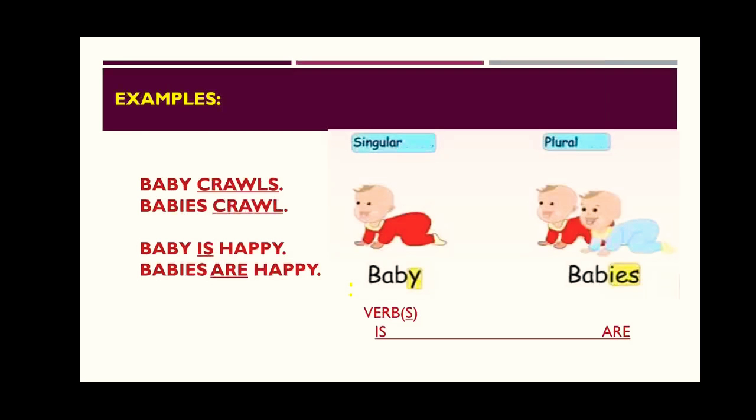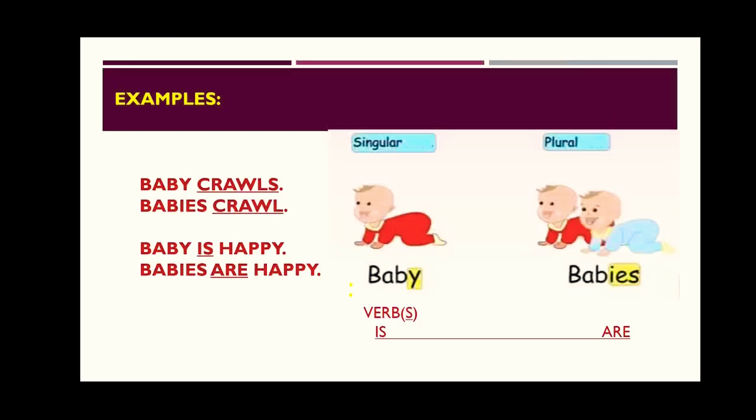Now, baby crawls. Baby is singular, one. So we have added s here. And second one, babies crawl. Babies, now we have more than one, so we will not add s here. Another example, this is for the to be verb. Baby is happy. When there is only one baby, singular, you will use is with it. And when we have plurals, babies, then you would say babies are happy.